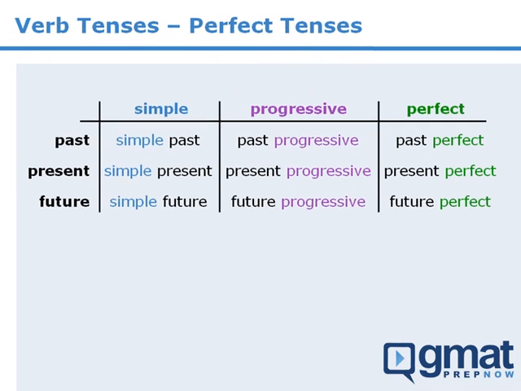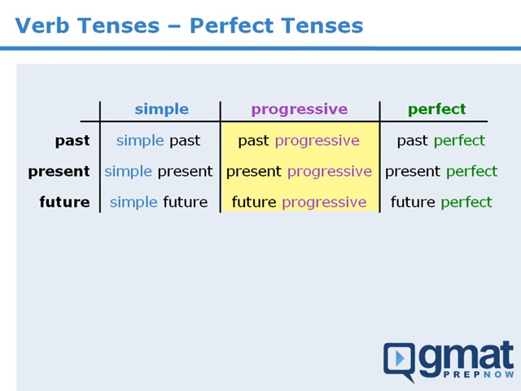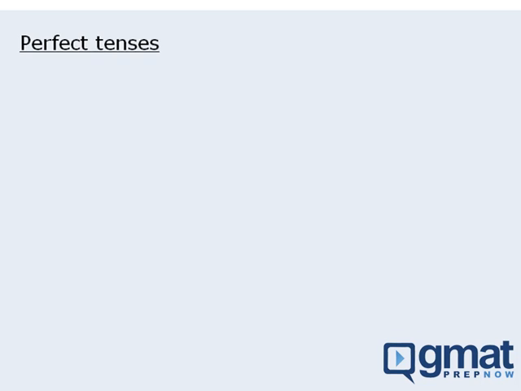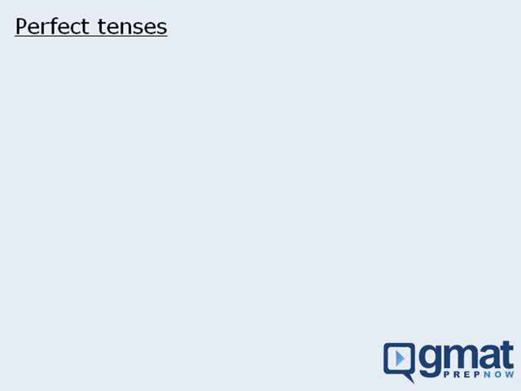In the last lesson, we examined the progressive tenses. In this lesson, we'll examine the perfect tenses. Now, in general, we use perfect tenses to show order of events or a more complex time sequence. Given their complexity, perfect tenses are the most difficult to understand, and as such, they are frequently tested.